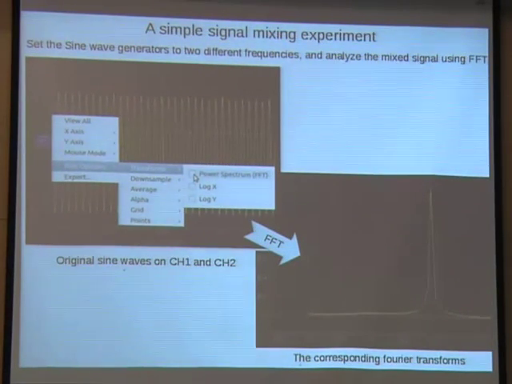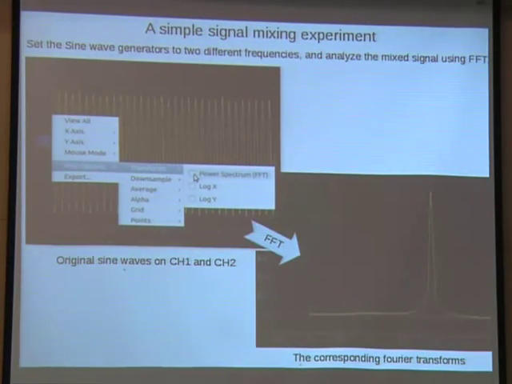Okay, so here's a simple electronics experiment. I took two sine waves with different frequencies and plotted them using the oscilloscope. I connected them to channel 1 and channel 2, and I took a power spectrum. As I can see, the frequency of the red trace is around, this is in kilo units, about 170, and the other is at about 800.